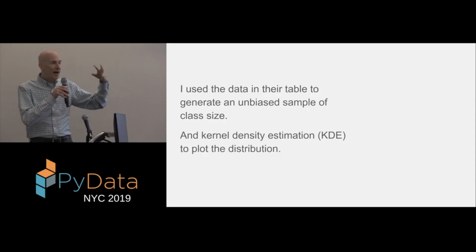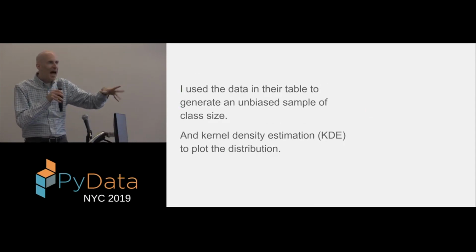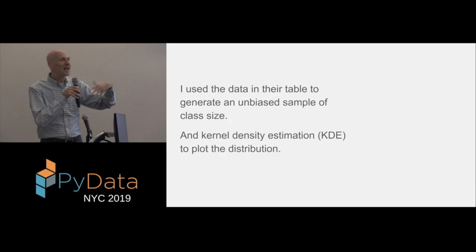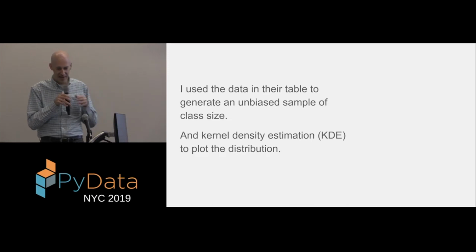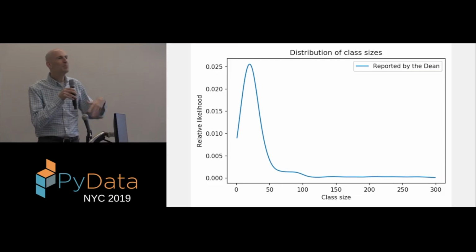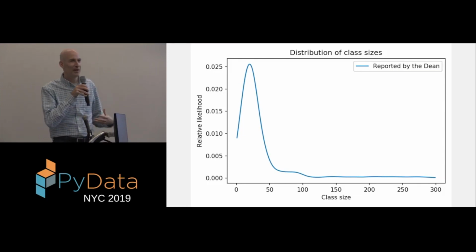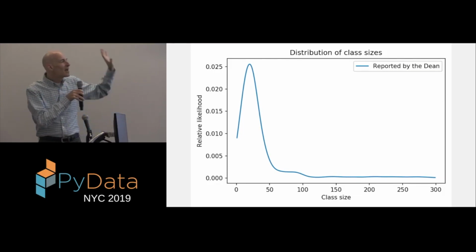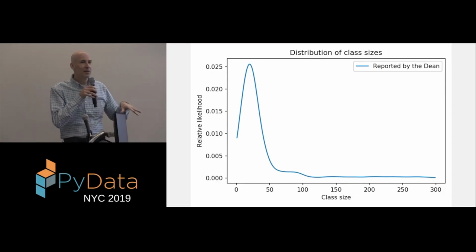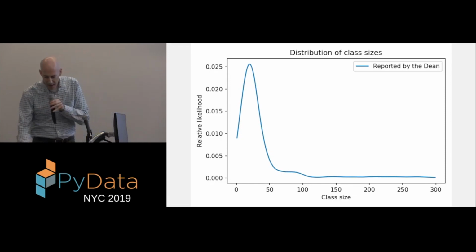So I grabbed their summary statistics and I kind of filled in the blanks with some random number generation to get a fake sample of actual class sizes. And then I used kernel density estimation to try to get a smooth picture of what that distribution looks like. So very roughly, if you talk to the dean and they gave you the actual distribution of class sizes, this is roughly what it would look like.